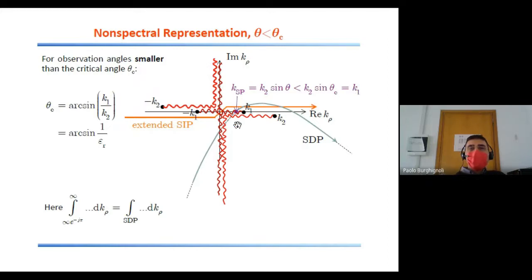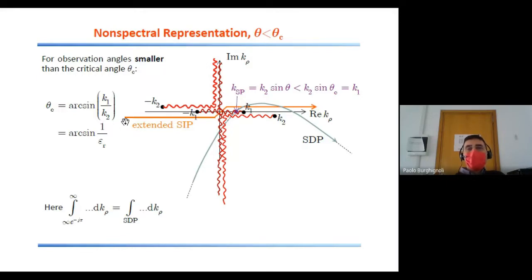So the saddle point will be located on the left of K1. As in this figure, this is the shape of the steepest descent path that is represented in gray. The critical angle, of course, as you know, is the inverse sine of the reciprocal of the relative permittivity of the dielectric, by the way.